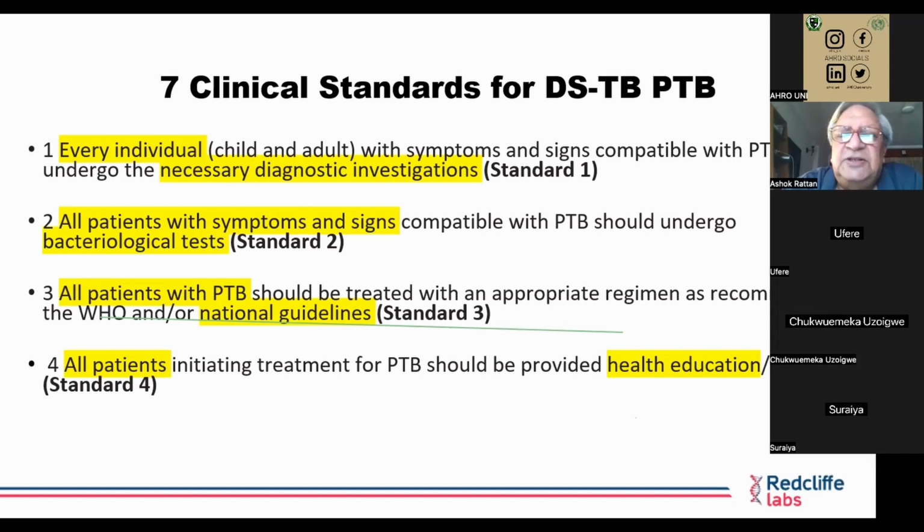Second standard is all patients with symptoms and signs compatible with pulmonary tuberculosis should undergo bacteriological tests. Third, all patients with pulmonary tuberculosis should be treated with an appropriate regimen as recommended by WHO and/or national guidelines.